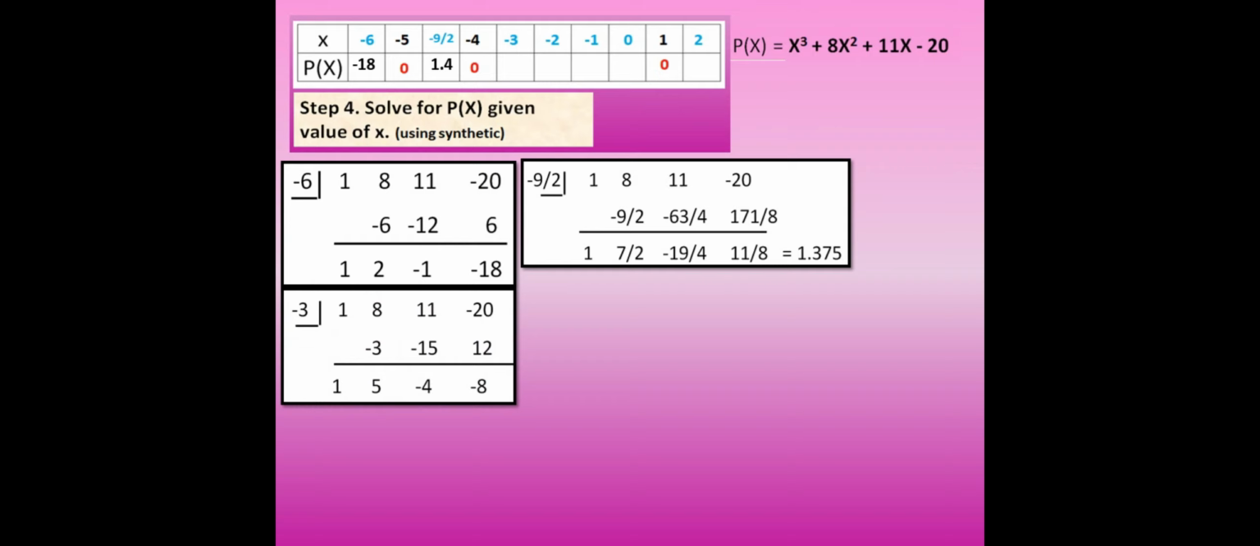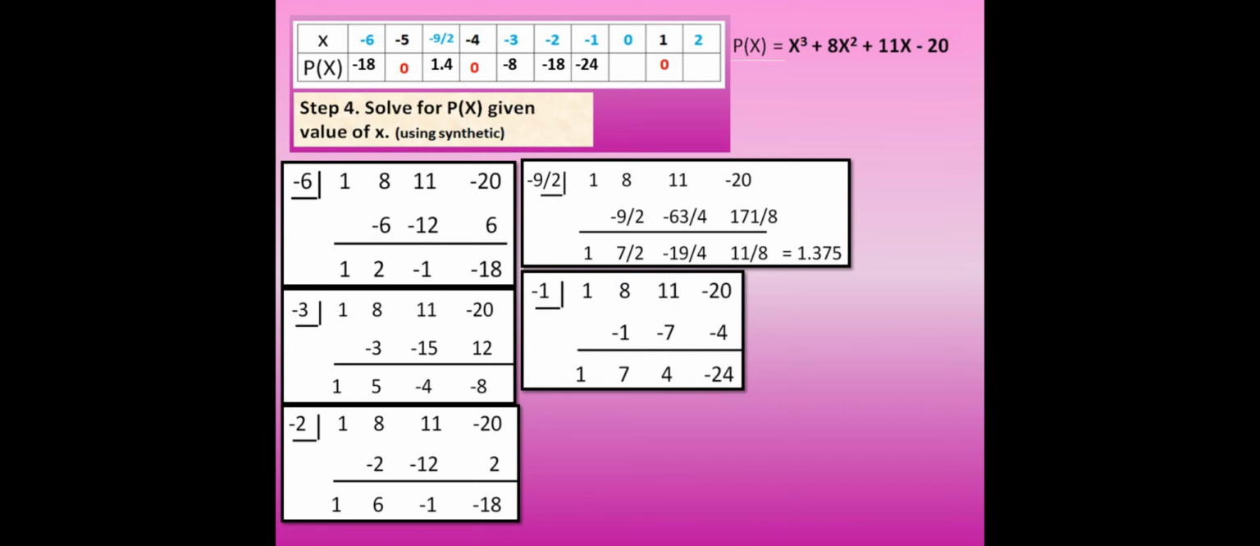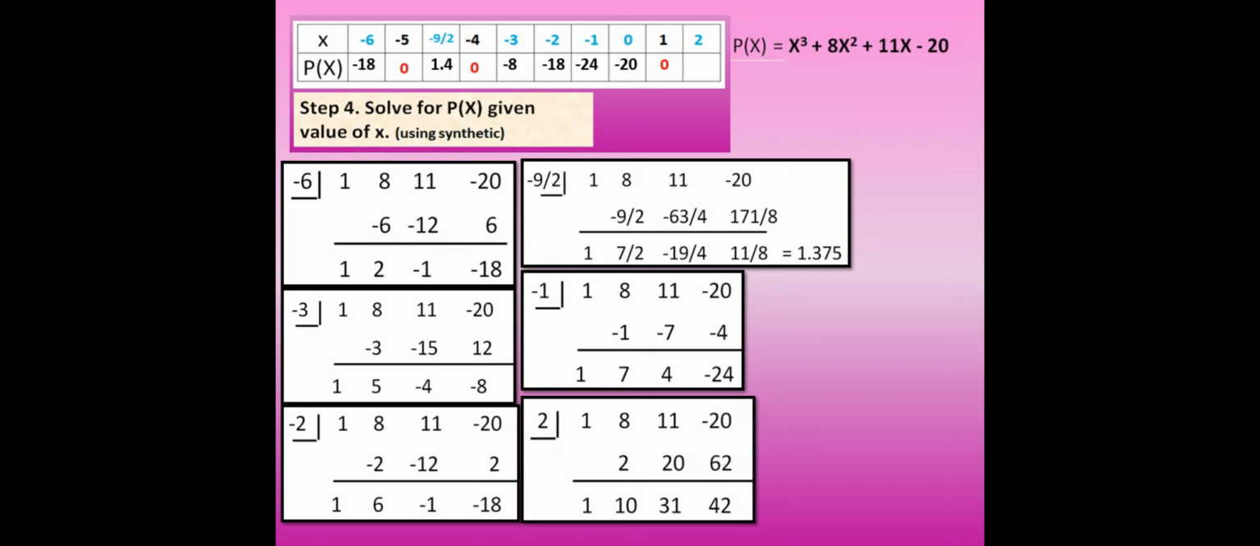So if x is negative 3, the remainder is negative 8. So from the remainder theorem, that is the value of p of negative 3, negative 8. If negative 2, we have negative 18. If negative 1, we have negative 24. If 0, it is automatically negative 20, because if we assign 0 in all x of this given, the remaining is the constant term, which is negative 20. And for positive 2, the remainder is 42. Okay, so that is step 4.